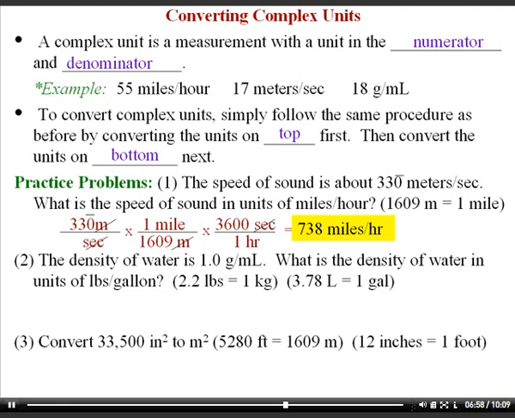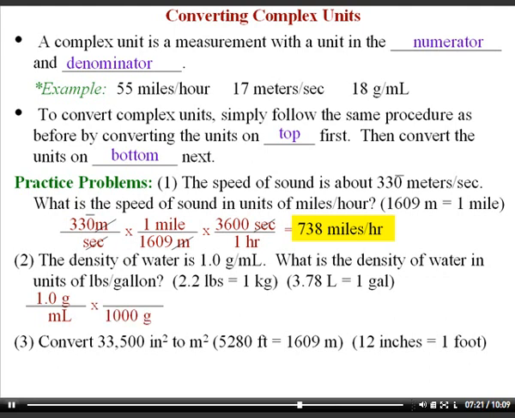For the second example problem, we're going to change the density of water, which is the given unit of 1.0 grams per milliliter, and we're going to change it to pounds per gallon. So let's change the word grams eventually into the word pounds. In order to do this, we need to recognize that 1 kilogram is 2.2 pounds. So we need to change grams to kilograms first, and then we can use the conversion factor that's given.